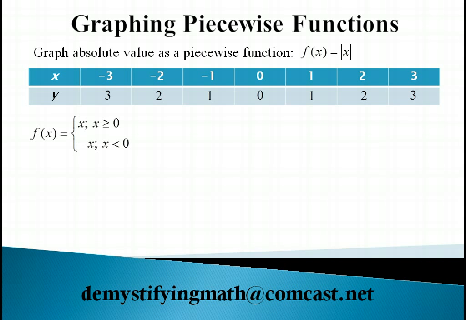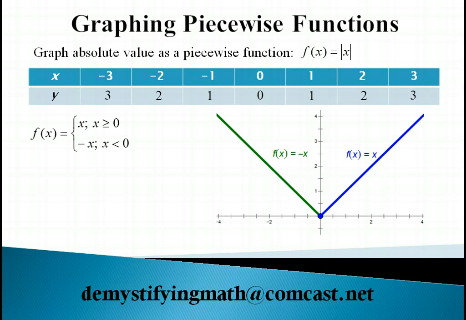So our piecewise function becomes x if the x value is greater than or equal to 0. We're just going to leave it as is. But we're going to take the opposite of the numbers if we have a negative number to start with. So that gives us the second part of the piecewise graph, which is -x for any x values less than 0.